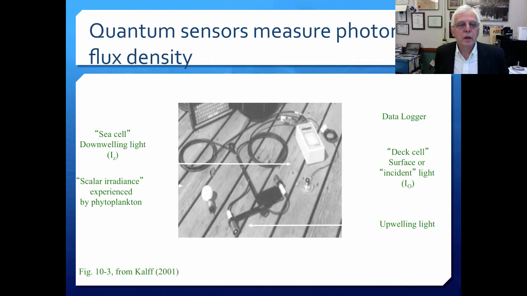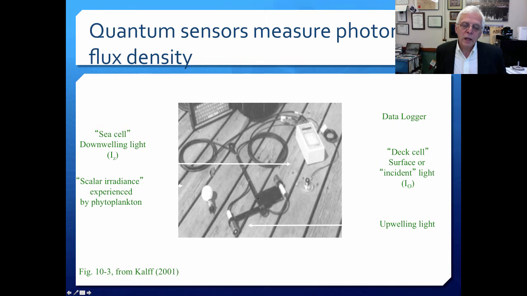Now, we use quantum sensors to measure the photon flux density, or the actual flux of radiation into an aquatic system. There are a couple of parts to these, and this is an old picture of them. This is called the deck cell. It's a photocell that you keep on the deck of the boat, so that you're measuring the actual incident radiation at the surface of the water.